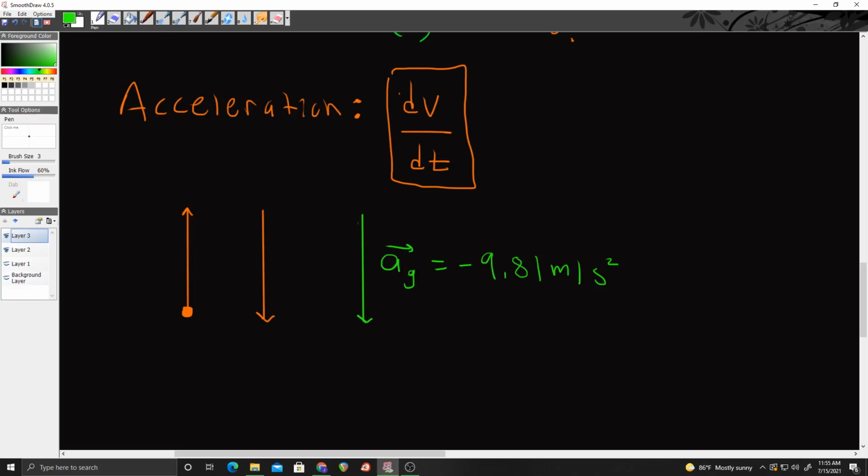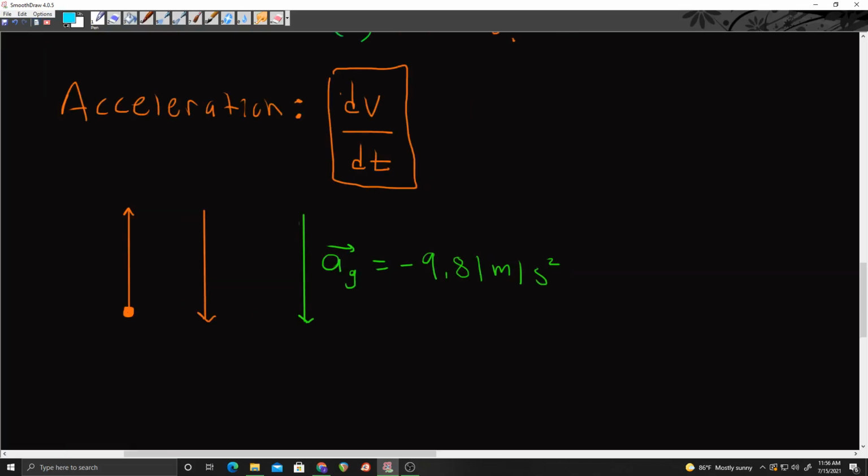Now, when this thing is on its way up, gravity is still acting on it. When it's upward, the velocity is positive. The acceleration is negative. So in other words, velocity and acceleration are in opposite directions. V and A, opposite directions.